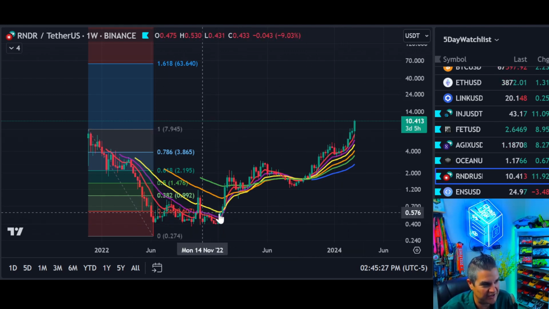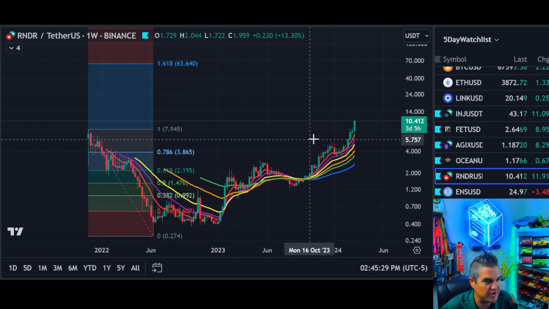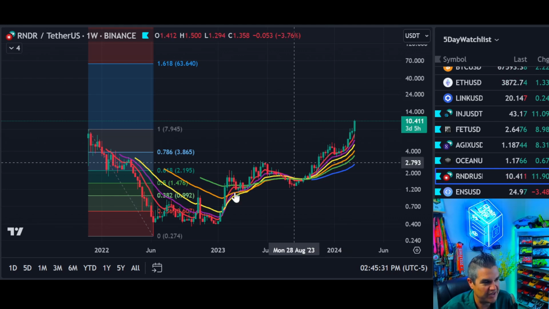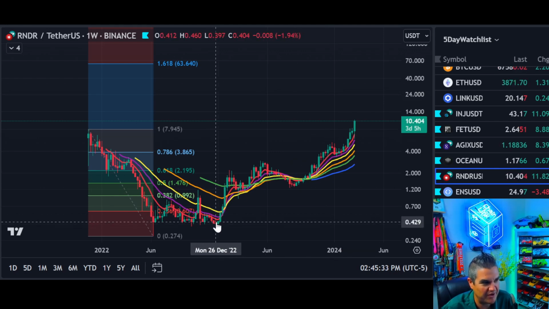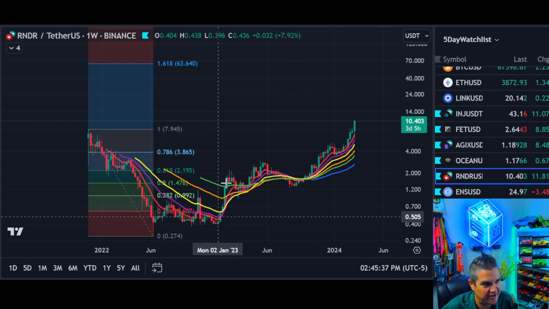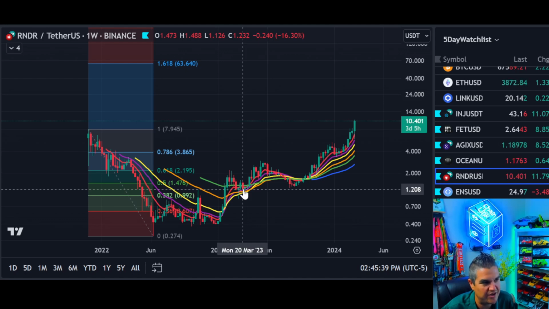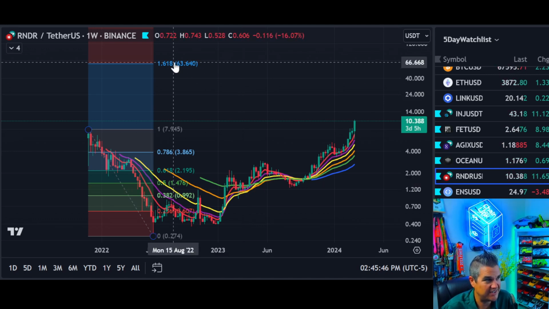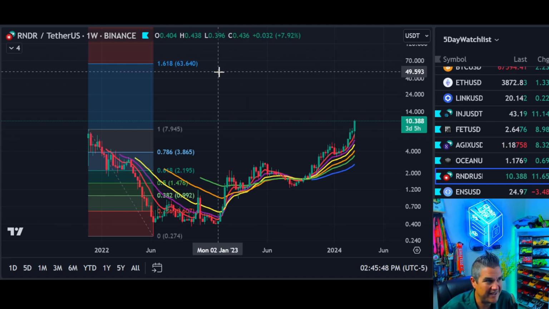Even under $1. Look at all this time you had to buy RNDR under $1. Pretty magnificent. But you would have had to buy in the bear market, when everything seemed like it was going to go lower. Those are usually the best times to get it. Even when you get out of the bear market into the bull, you still could have got it for around $1. Still looking pretty good, right? So 63, first target. Could we hit that?